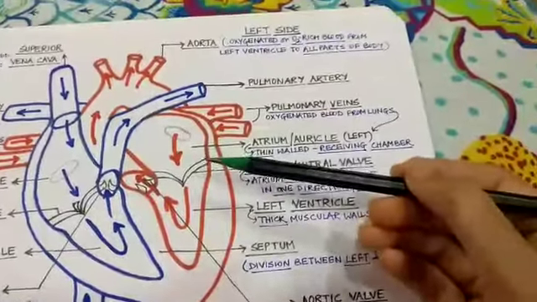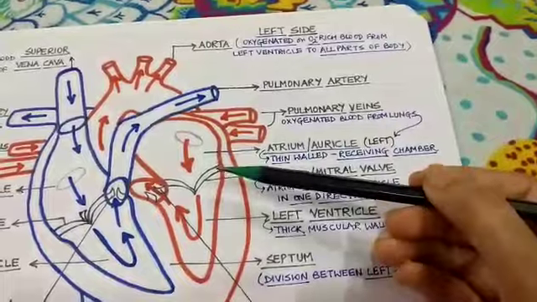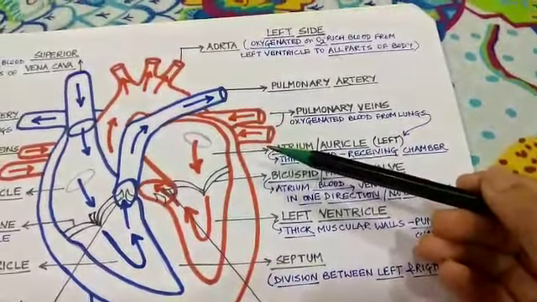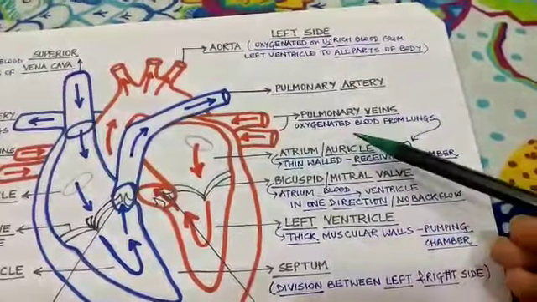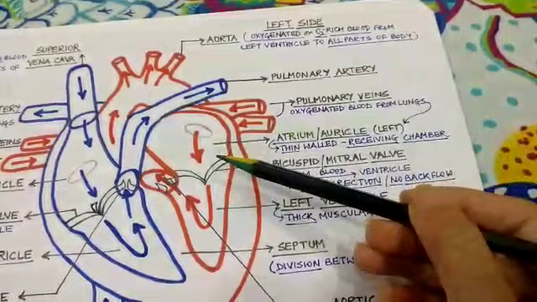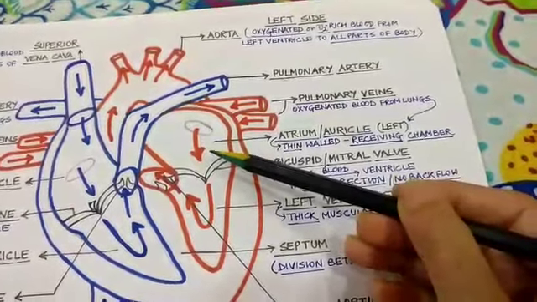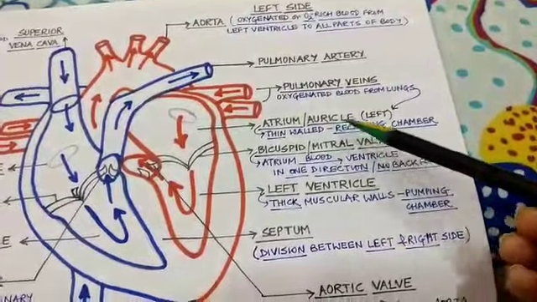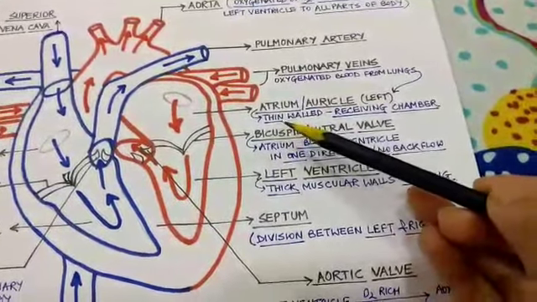Now let's have a look at the left side. As you can see, on the left side, after becoming oxygenated, or oxygen rich, at the lungs, the oxygenated blood from the lungs returns to the left side of the heart, where the left upper chamber is the left atrium or auricle. As you can see in the structure, the atria are thin walled.